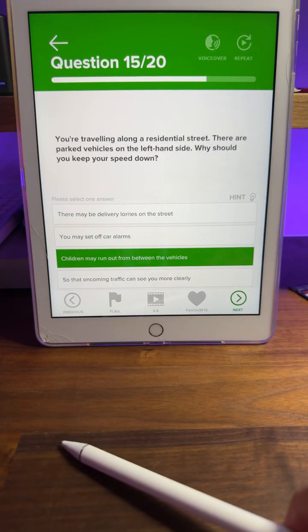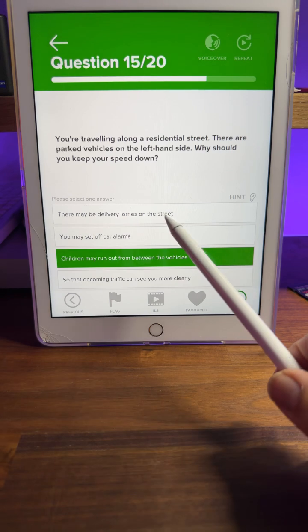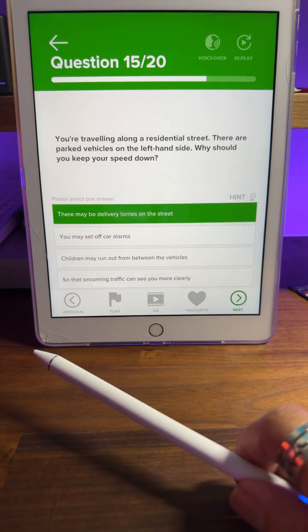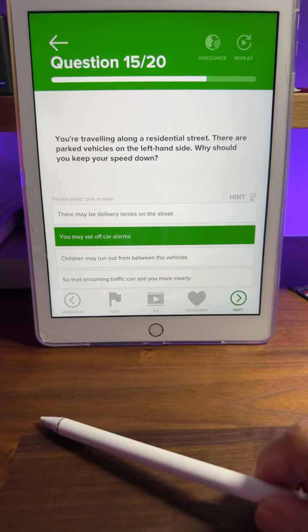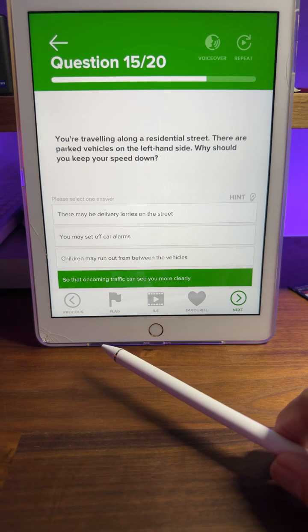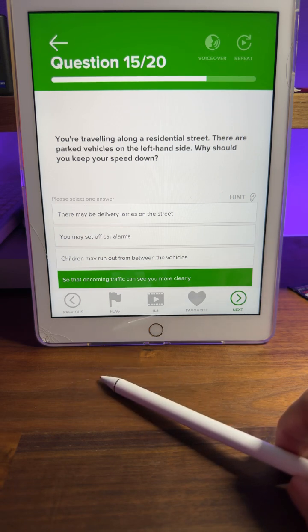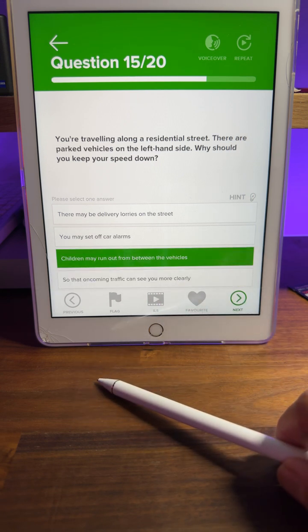You're in a residential street. There's most likely kids running around, playing wherever. They might run out between the cars, or a door might open, or a car might move away. There may be delivery lorries on the street? Well, yeah. You may set off car alarms? Don't need to worry about that unless your exhaust is super loud. So that oncoming traffic can see you more clearly? That could work as well. But the actual answer, as you all say, is children may run out from between the parked vehicles.